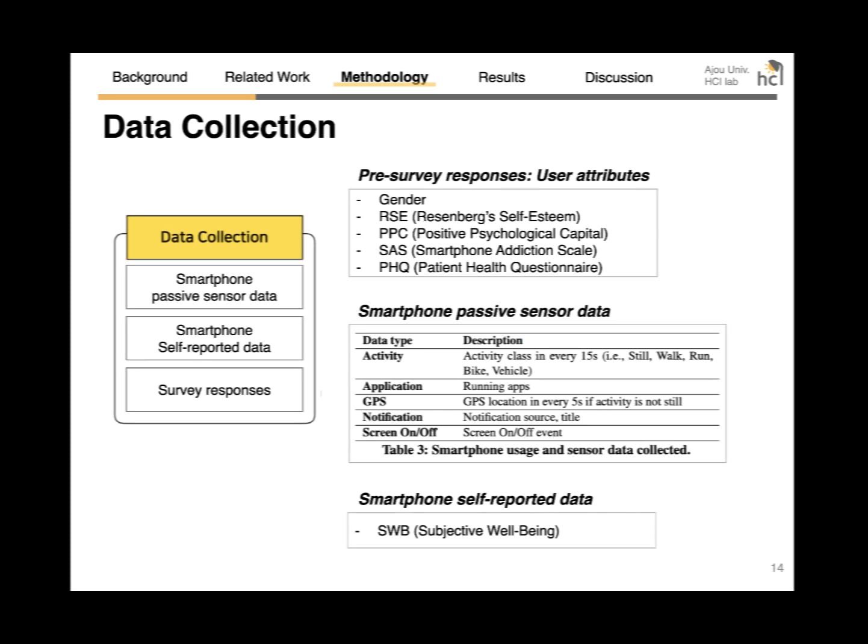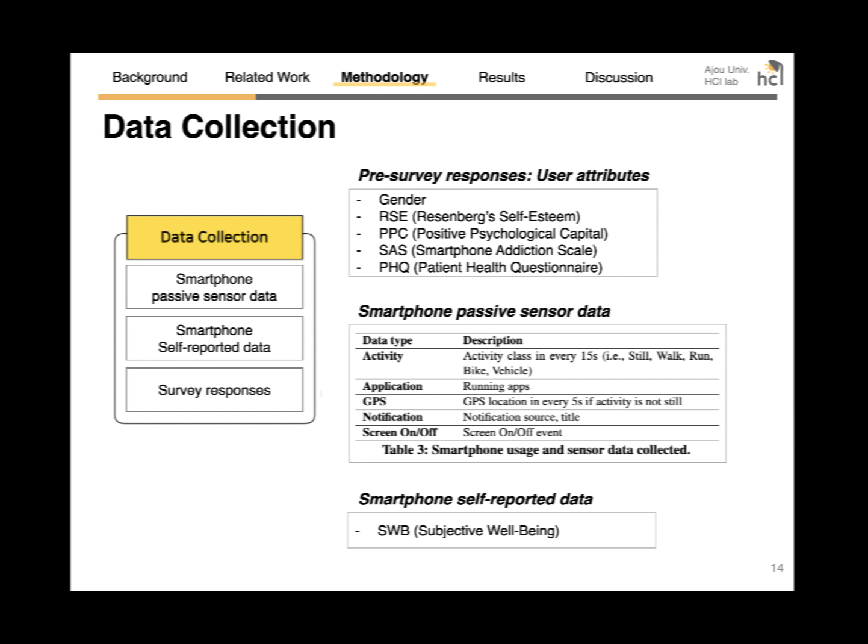This slide shows data collection. First, we asked the participants to answer the questions about gender, self-esteem, positive psychological capital, smartphone addiction, and other health-related questions. They were collected before the study started.